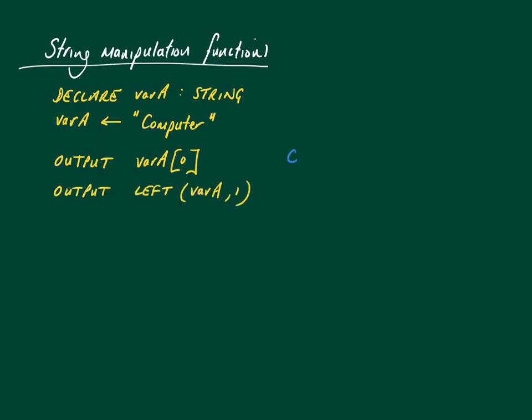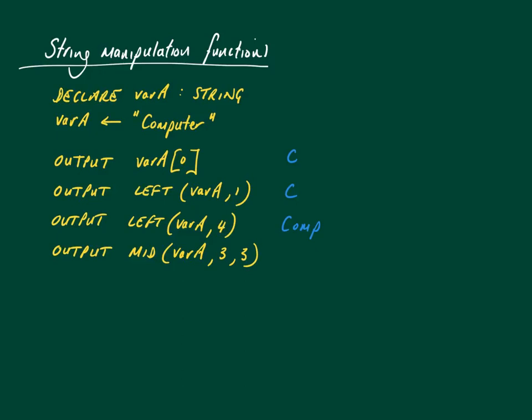The next built-in function, called left, takes in a string variable, so in this case var a, and returns the first letter in from the left. So again, in this situation, we would get C. But left is much more flexible than our previous function. If we decide to output more than one character from the left-hand side, all we have to do is change the number. So for example, output left var a, 4 will return comp.